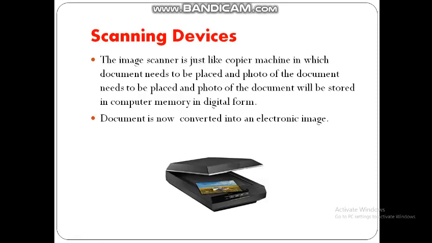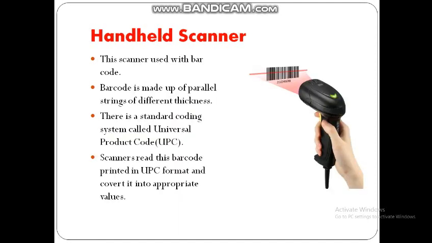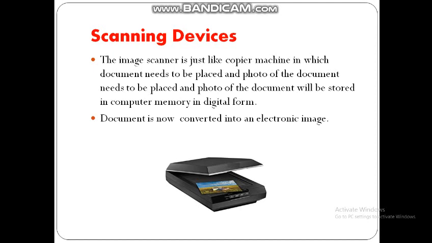Next is the scanning device. The image scanner is just like a copier machine, a Xerox machine, on which a document or a photo needs to be placed, and you can store it in computer memory in digital form. The document is now converted into an electronic image. With the help of a scanner, you can convert your hard copy of a picture or a page into digital form.